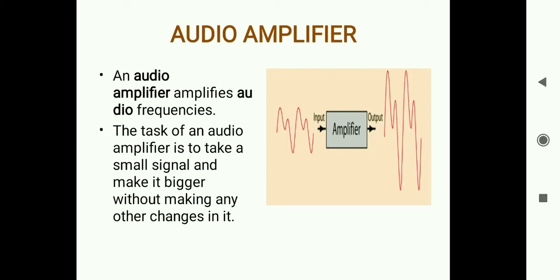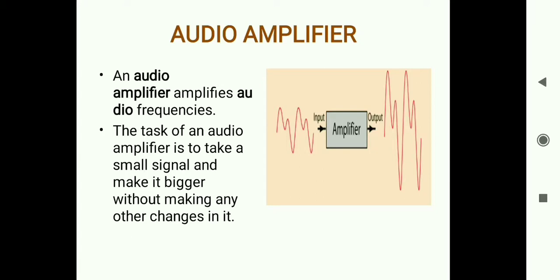Before audio amplifier, we try to understand what is amplifier. Amplifier is an electronic device which does amplification. Amplification means to increase the strength of the signal, means to increase the magnitude of the signal. Like in the given diagram, when we feed a small amplitude signal into the amplifier, we get a signal which is large in magnitude at the output. That means amplifier is nothing but an electronic device which increases the strength of the signal.